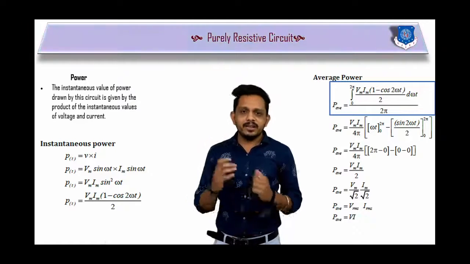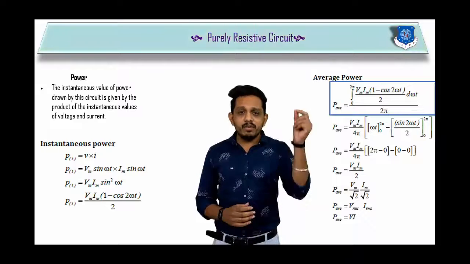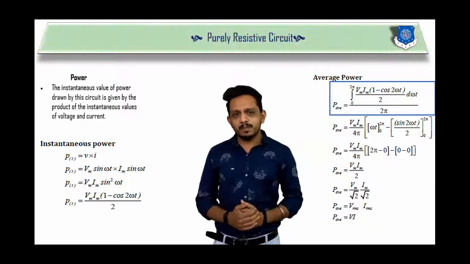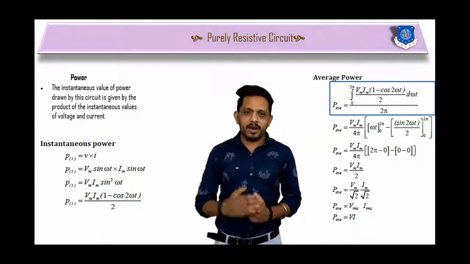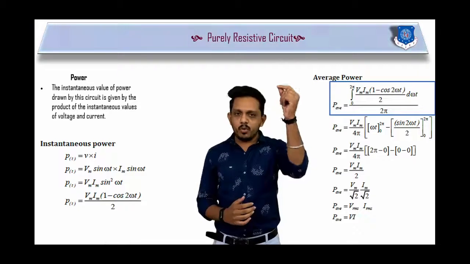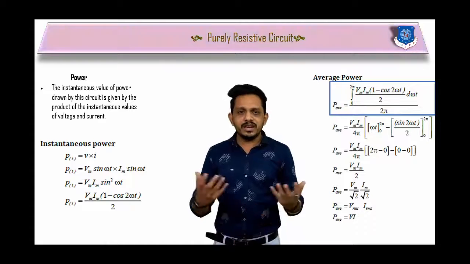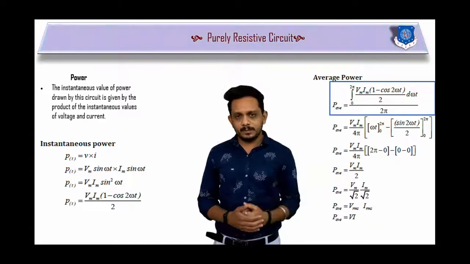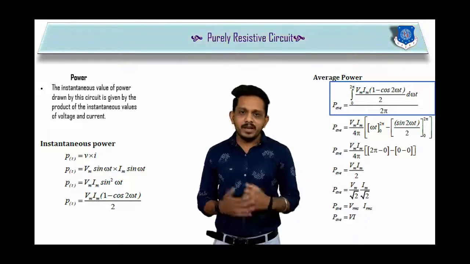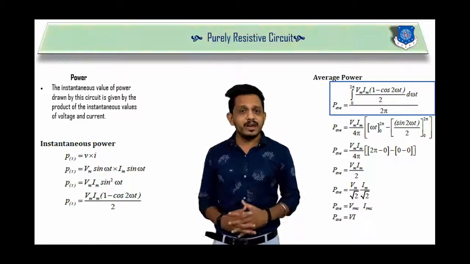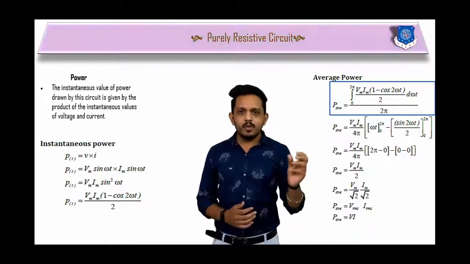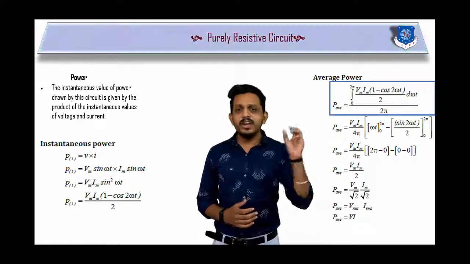To find the average power, we have to integrate the instantaneous power within the range of 0 to 2 pi. So this will be the integral from 0 to 2 pi of P instantaneous with respect to theta, or you can say with respect to omega t, divided by 2 pi. Why are we dividing by 2 pi? Because we are finding the average, so we need to put the period in the denominator.